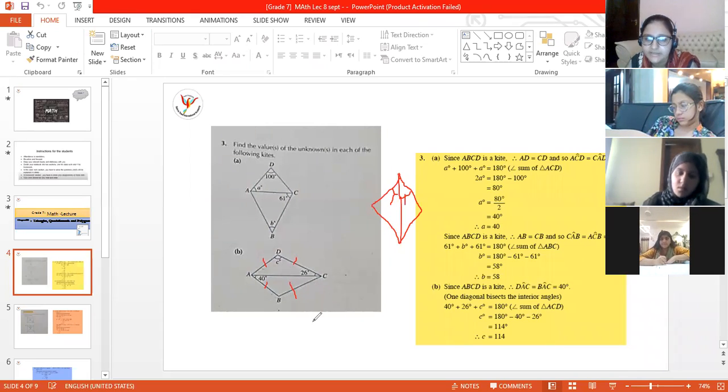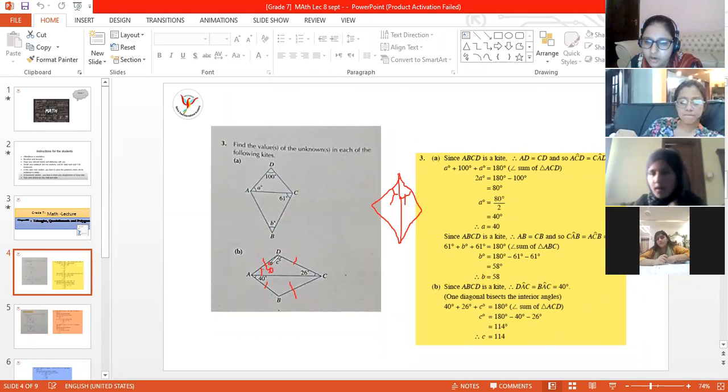Now, if you tilt this figure, you can see the diagonal is intersecting A to C. A and C are interior angles. So whatever the value here is, 40, the value here will also be 40 degree. Is this clear to everyone?